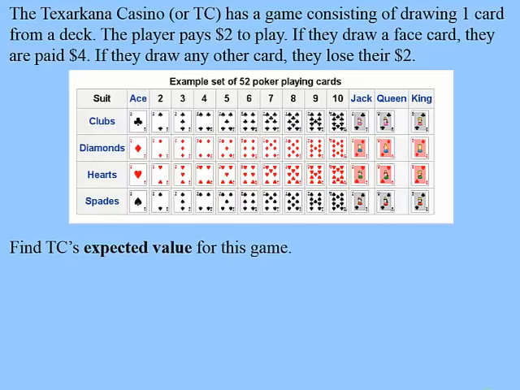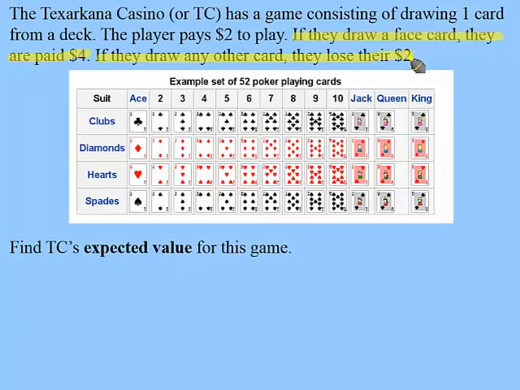So in this game, as you can see, we've got these situations. The person pays $2 to play. If they draw a face card, they're paid $4, so there's one thing that can happen. If they draw any other card, then they lose their $2. So there's two scenarios. They either draw a face card or they don't.